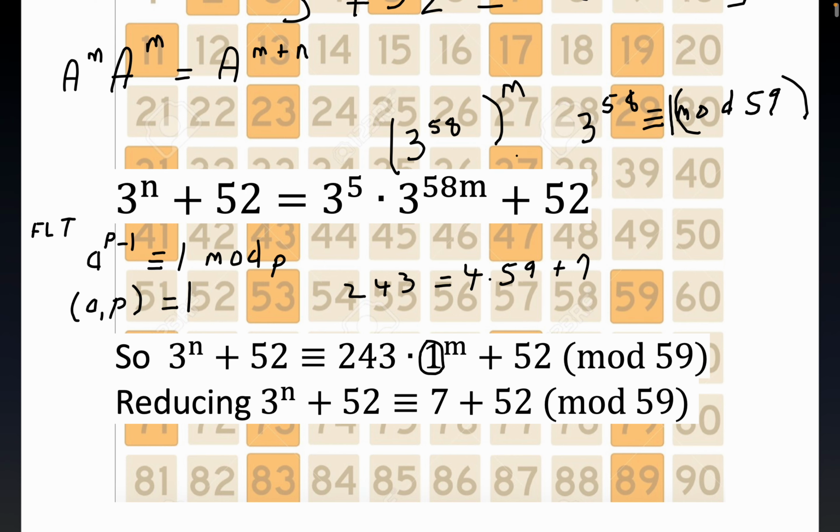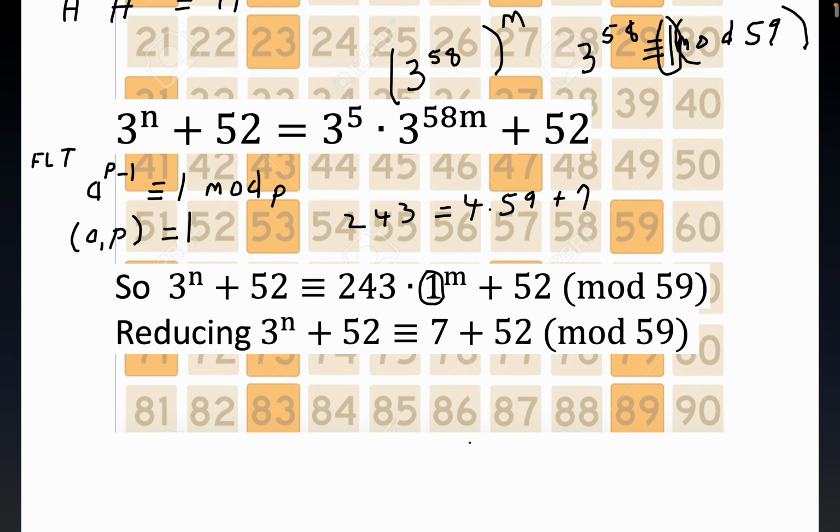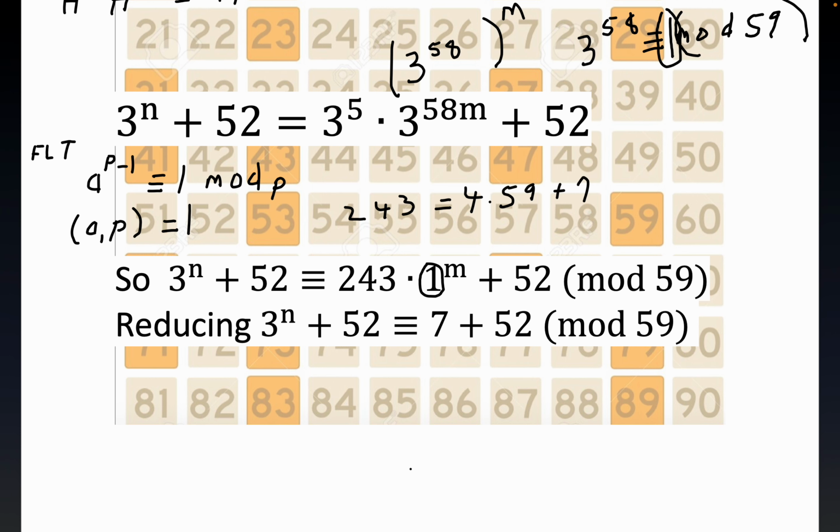Okay, so this 1 that you see right here, gosh, I'm making a mess out of this. This 1 that you see right there is the very same thing as this 1 right here, but 1 raised to the m is just 1. And as we mentioned earlier, 243 reduces to 7. Sorry, that was slightly confusing. Hopefully there's enough written down to where it makes sense to you.